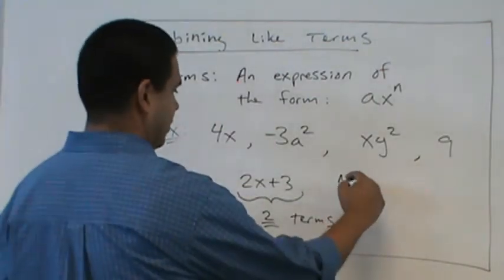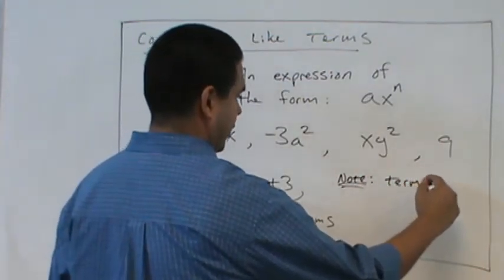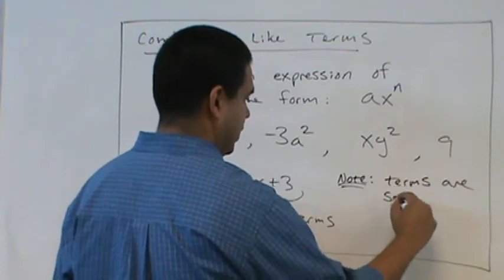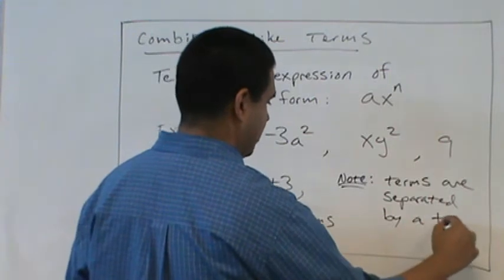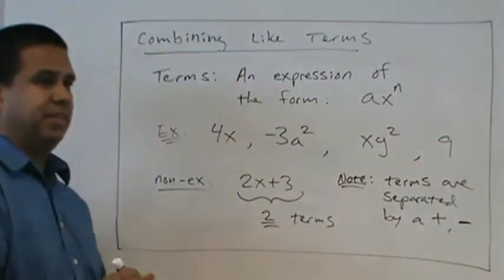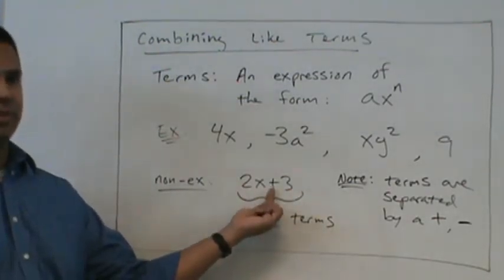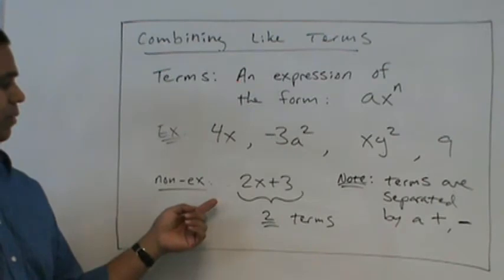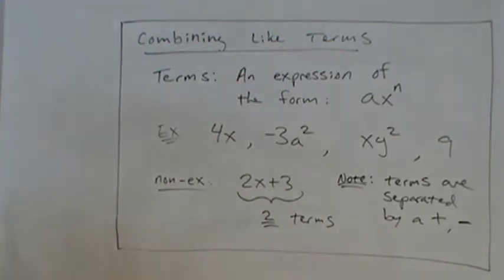And then we can make a note. Terms are separated by a plus or a minus. Okay. So when you see that, terms are separated by a plus or a minus. So there's two terms in that expression. Any questions on what a term is? Everyone got it? It's pretty basic.